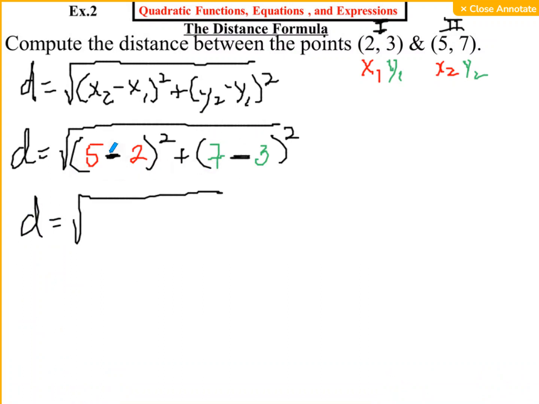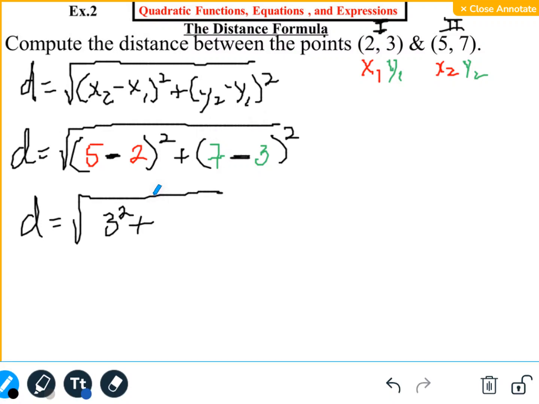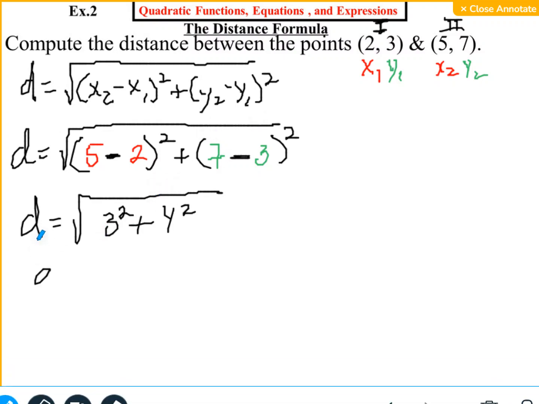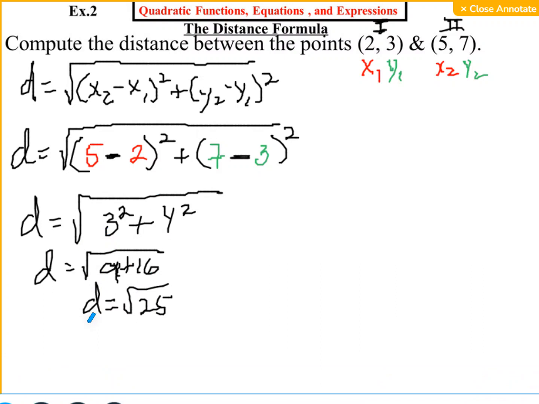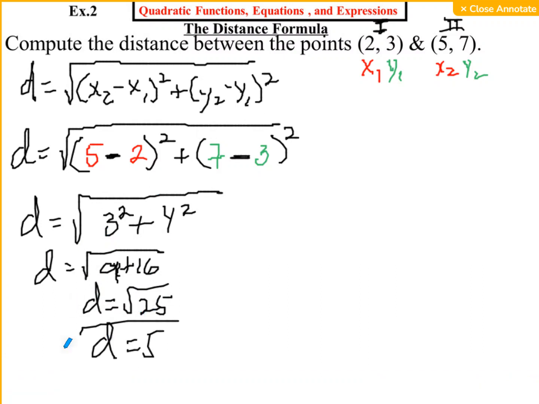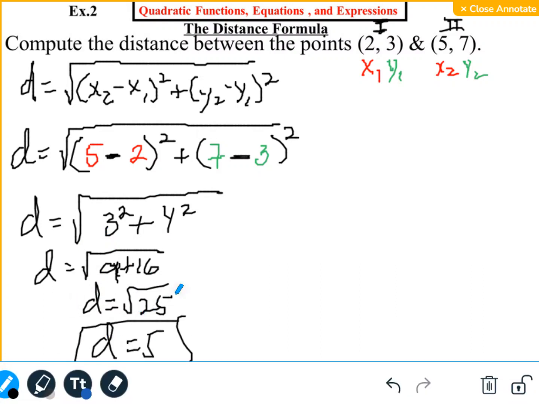Square root. What is 5 minus 2? That's 3 squared plus 7 minus 3, 4 squared. D equals square root of 9 plus 16. What is 9 plus 16? Square root of 25. What is square root of 25? 5. Ooh-wee. From 1 to 5, how comfortable are you with that? Yeah, 5s, right? Like I said, this would probably be the easiest one of them all. All right, send me your work, please.